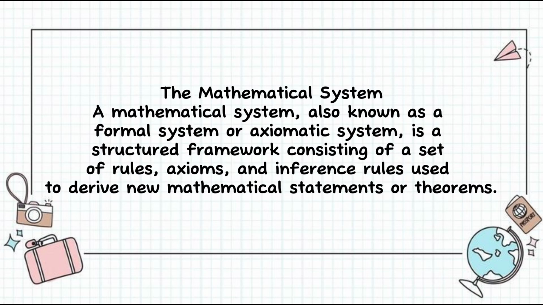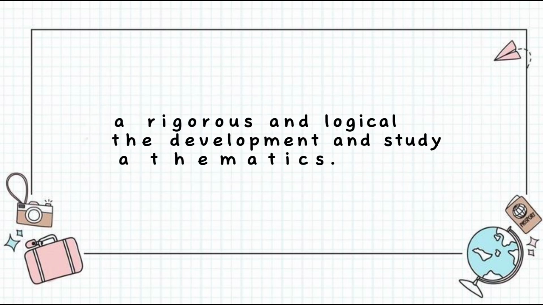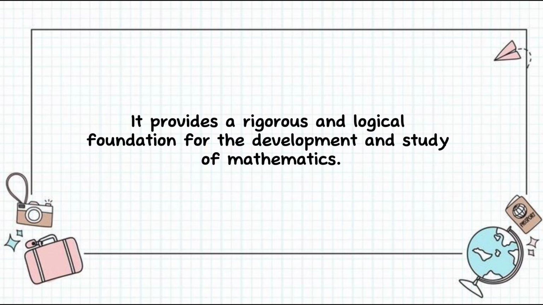A mathematical system, also known as a formal system or axiomatic system, is a structured framework consisting of a set of rules, axioms, and inference rules used to derive new mathematical statements or theorems. It provides a rigorous and logical foundation for the development and study of mathematics.